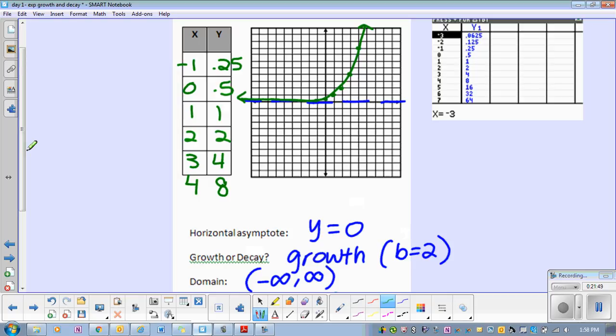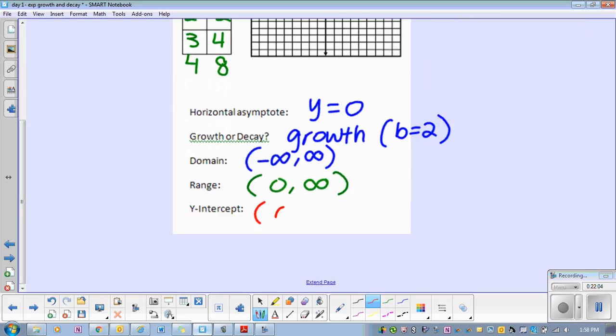Now, what about the y-intercept? Well, the y-intercept, you can easily just go to your table, right? Your y-intercept is where your x equals 0. So that's 0, comma, 0.5. Yep. How's that? Is that pretty good? All right, good.